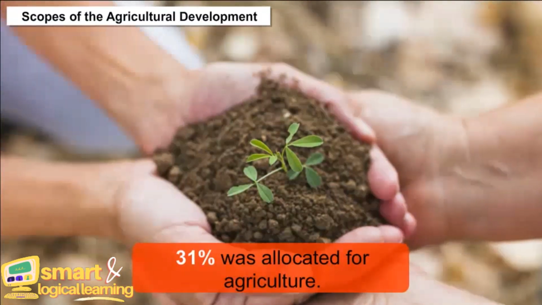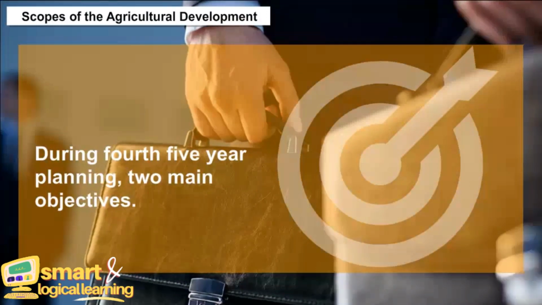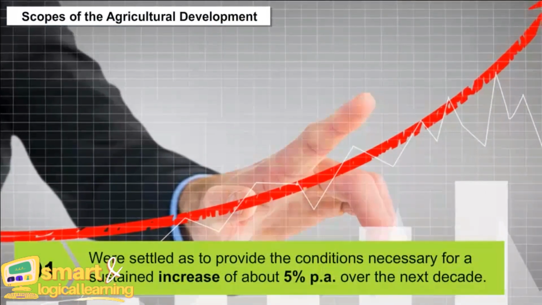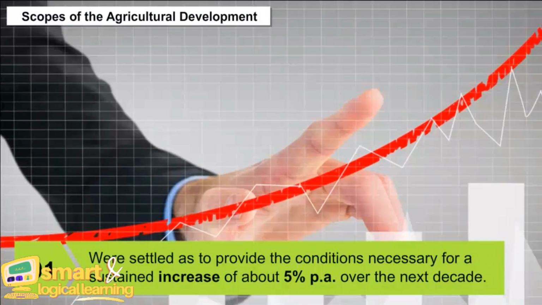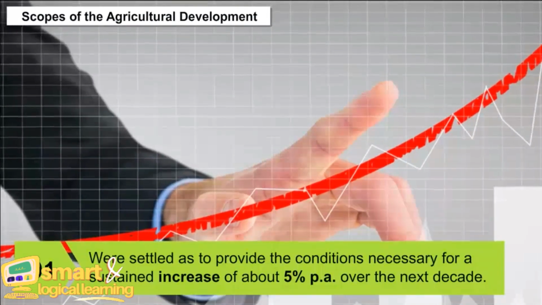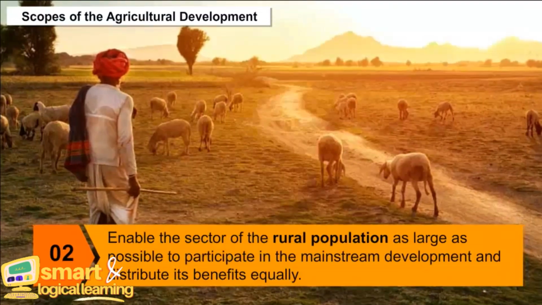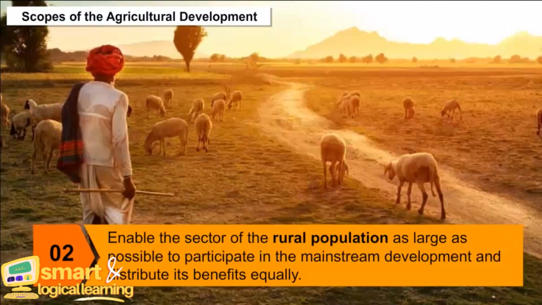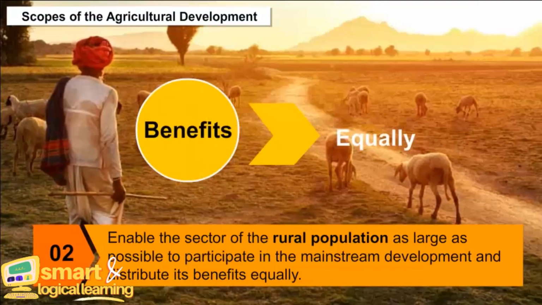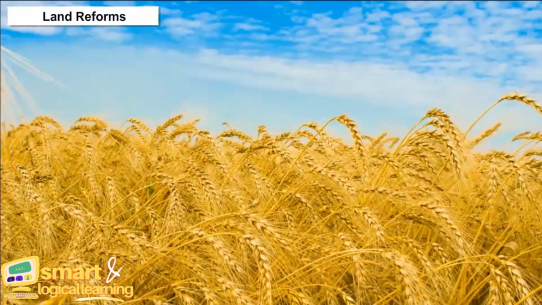During the fourth 5-year plan, two main objectives were settled: first, to provide the conditions necessary for a sustained increase of about 5% per annum over the next decade; secondly, to enable as large a section of the rural population as possible to participate in mainstream development and distribute its benefits equally. Land reforms.